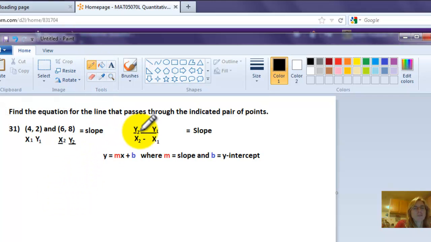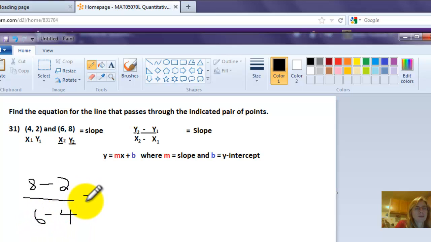So then I would start to draw y2 minus y1, so that's 8 minus the y1, that's 2, over x2 minus x1, so that's 6 minus 4. Well, that's friendly. No pesky integers. So 8 minus 2 is 6. 6 minus 4 is 2, which then reduces to 3. So the slope is 3.